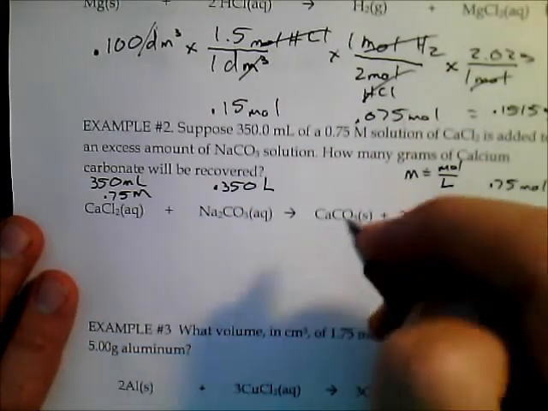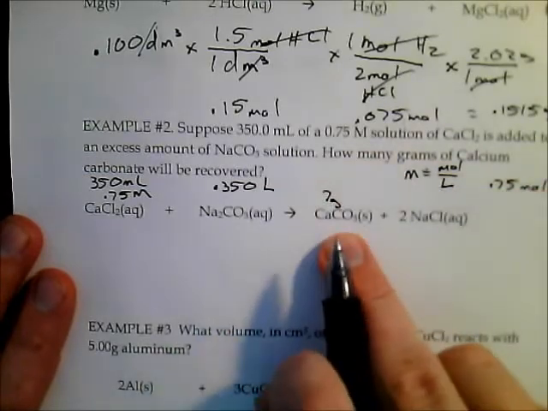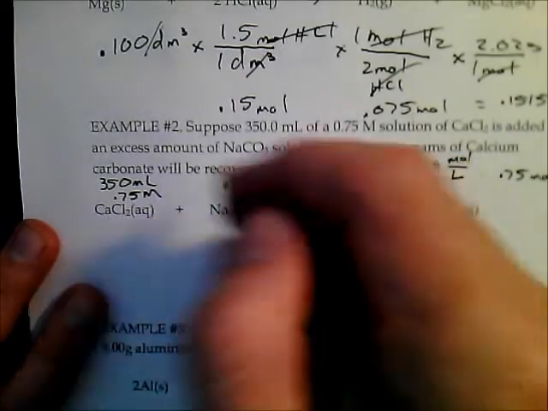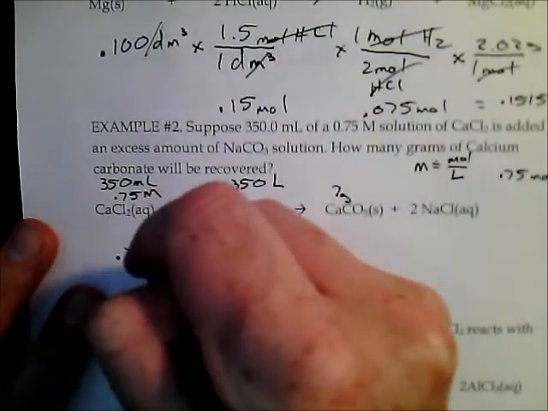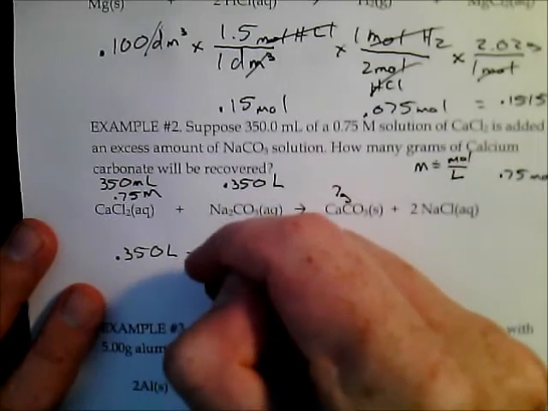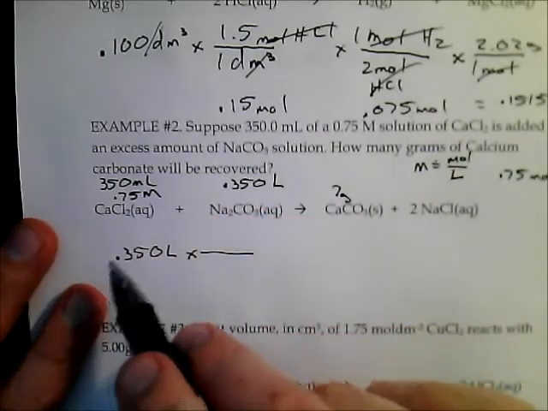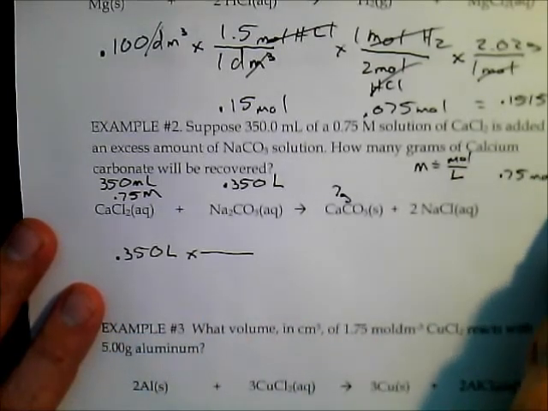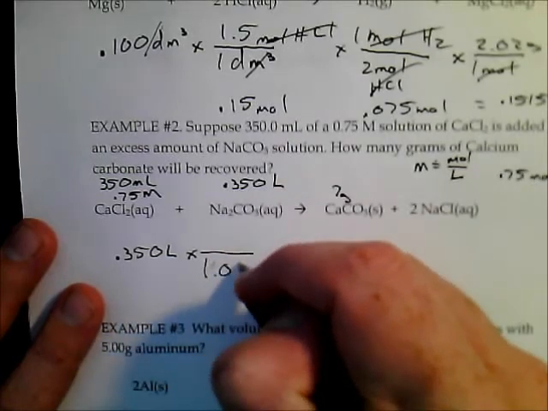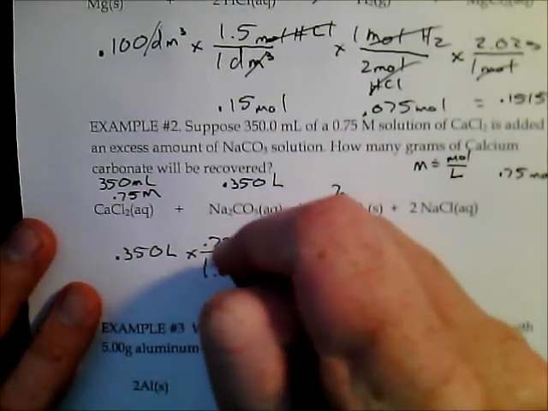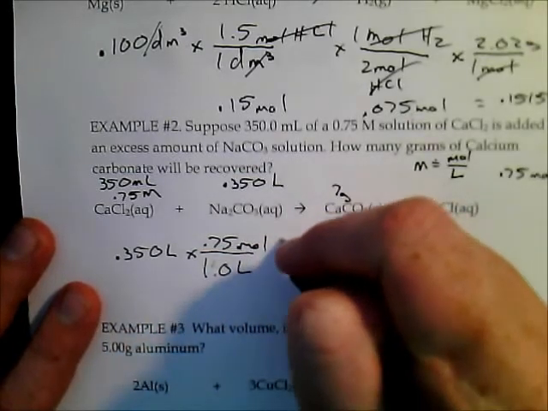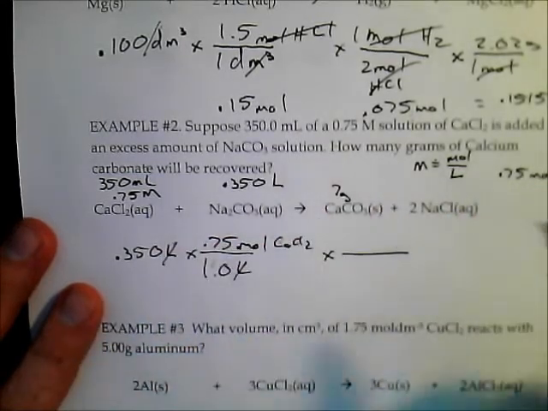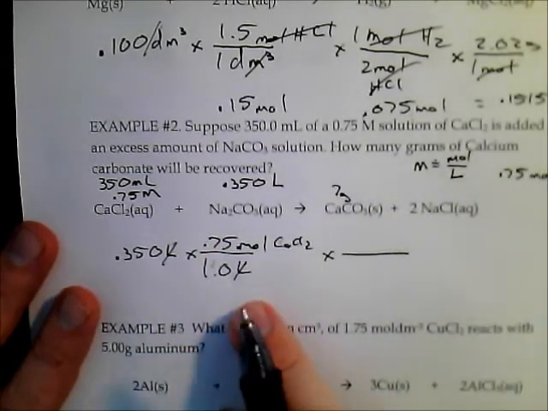And then ultimately what it's asking us for here is grams. So we need to know grams of that. So like in most stoichiometry problems, we're just going to start off with what the problem gives us. I'm going to start off with the volume, 0.350 liters, and instead of using a mass to get to moles, my route to get to moles is going to be the volume and the concentration. So use this conversion factor. I'm going to put 1 liter on the bottom, and I'm going to put 0.75 moles of CaCl2 on top. Liters cancel.